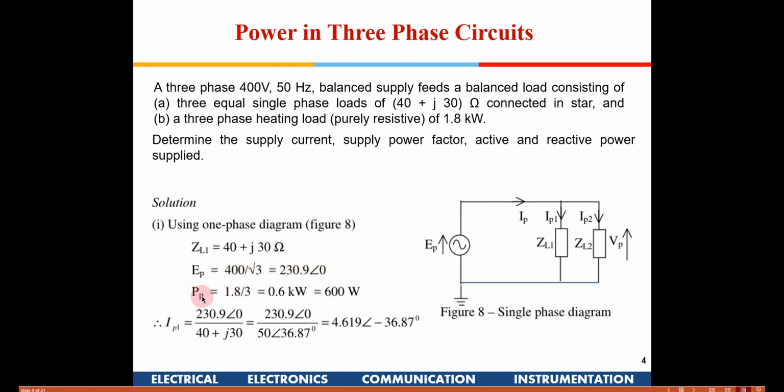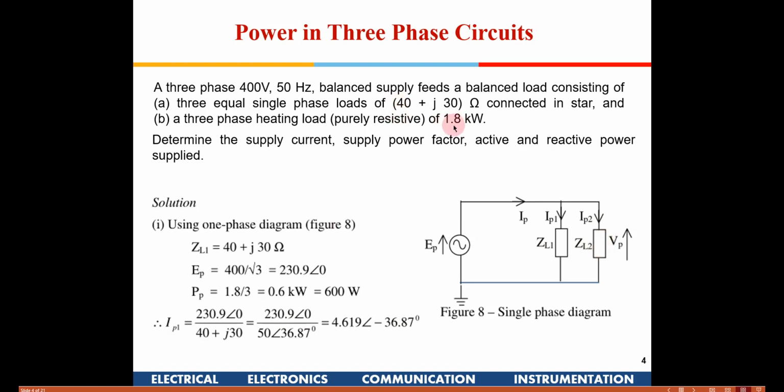Now I can find out the phase current for this load, Z. So IP is 230 divided by 40 plus j30, so I can compute the current. Now there is one more element which is connected, whose resistance value is not given, but the power is given.